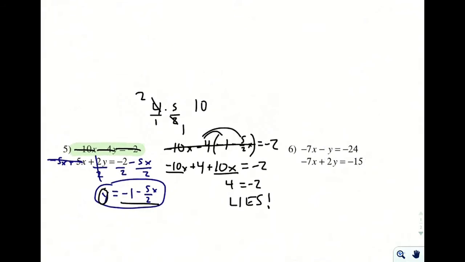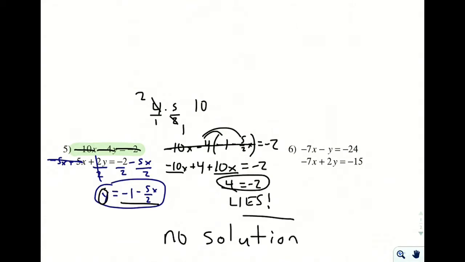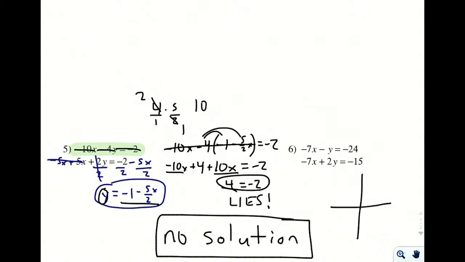When I go back to my original problem, when you end up with something goofy like this where you have an untrue statement, what you are going to say is you have no solution. So there is no point, xy point, where these lines are going to cross. That happens when you have 2 lines that are parallel to each other. So if you had the graph, these lines might look something like this. They will never cross, and the place they cross is the solution. So if they never cross, there is no solution. So whenever you see something like that, think no solution.